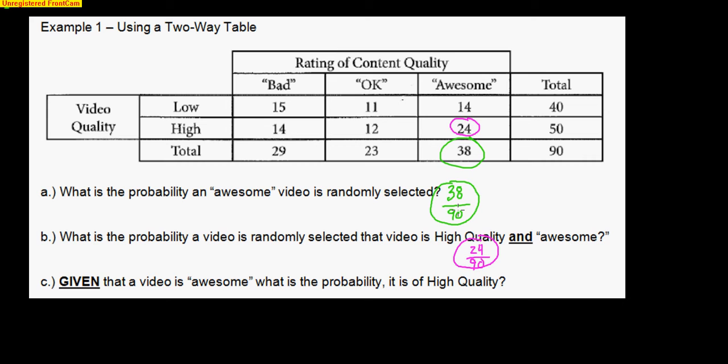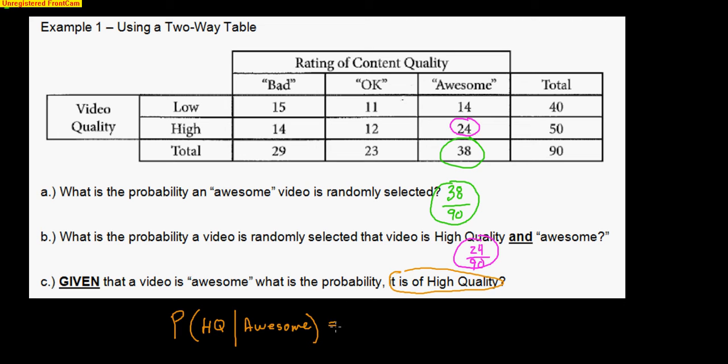So those are two very easy questions. But now we're going to move into this third question. Given a video is awesome, what is the probability it is high quality? So now we have a given, right? We're trying to find the probability it is high quality. I'll put HQ for high quality, given we know the video is awesome. Now what this does is this limits me. I'm only caring about videos that are awesome, and of those videos, I'm looking for how many are high quality.